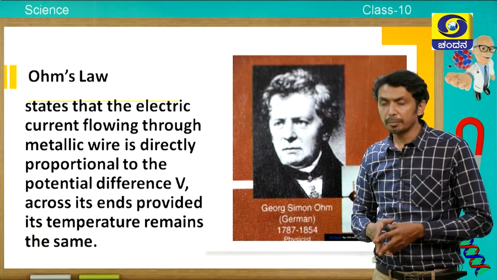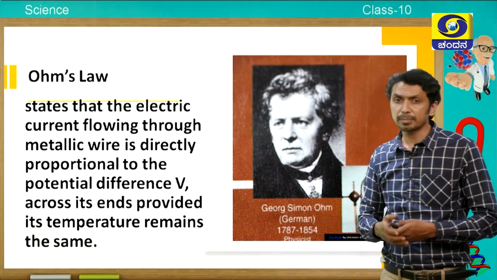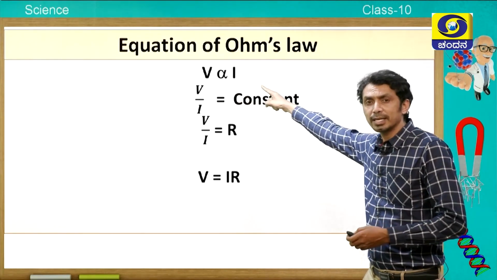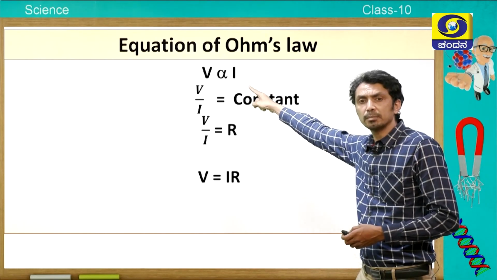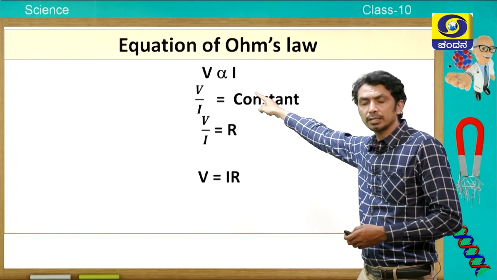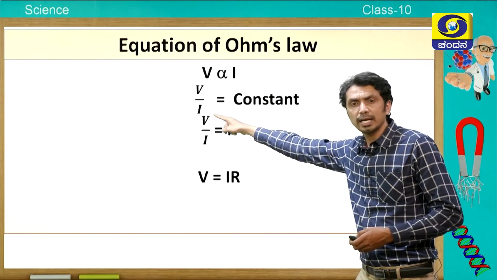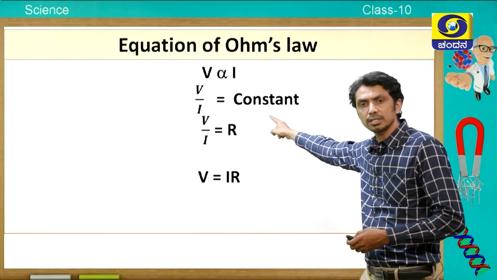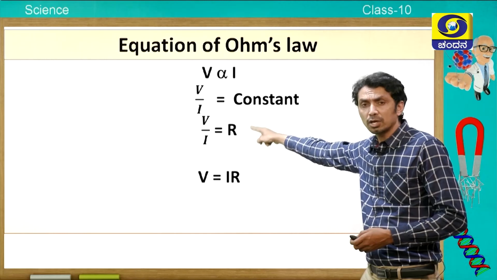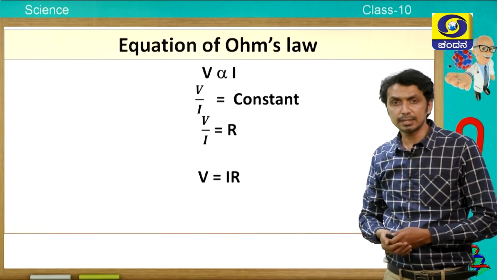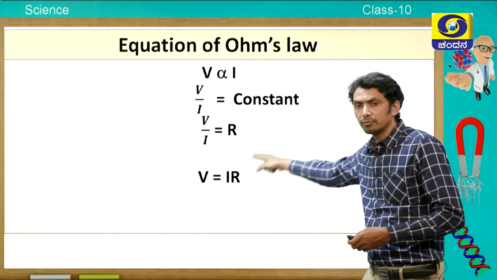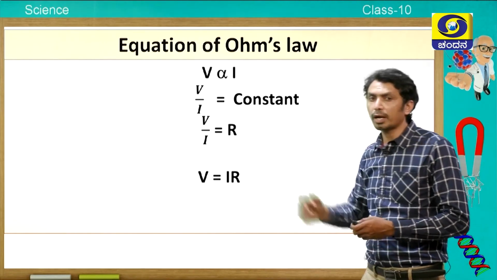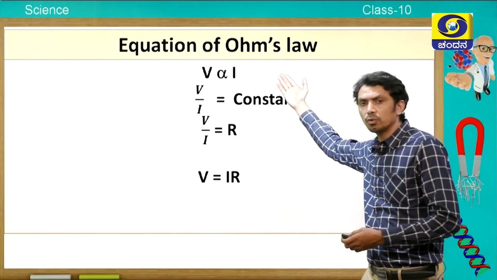To understand it better, come let us see the mathematical representation of this Ohm's law. Here V is directly proportional to I. This is the proportionality symbol. V is directly proportional to I, and when V by I is transposed to the other side, it is a constant, and that constant George Simon Ohm called resistance. So by cross multiplying we are getting V is equal to I into R. So this equation V = IR is the equation of Ohm's law.